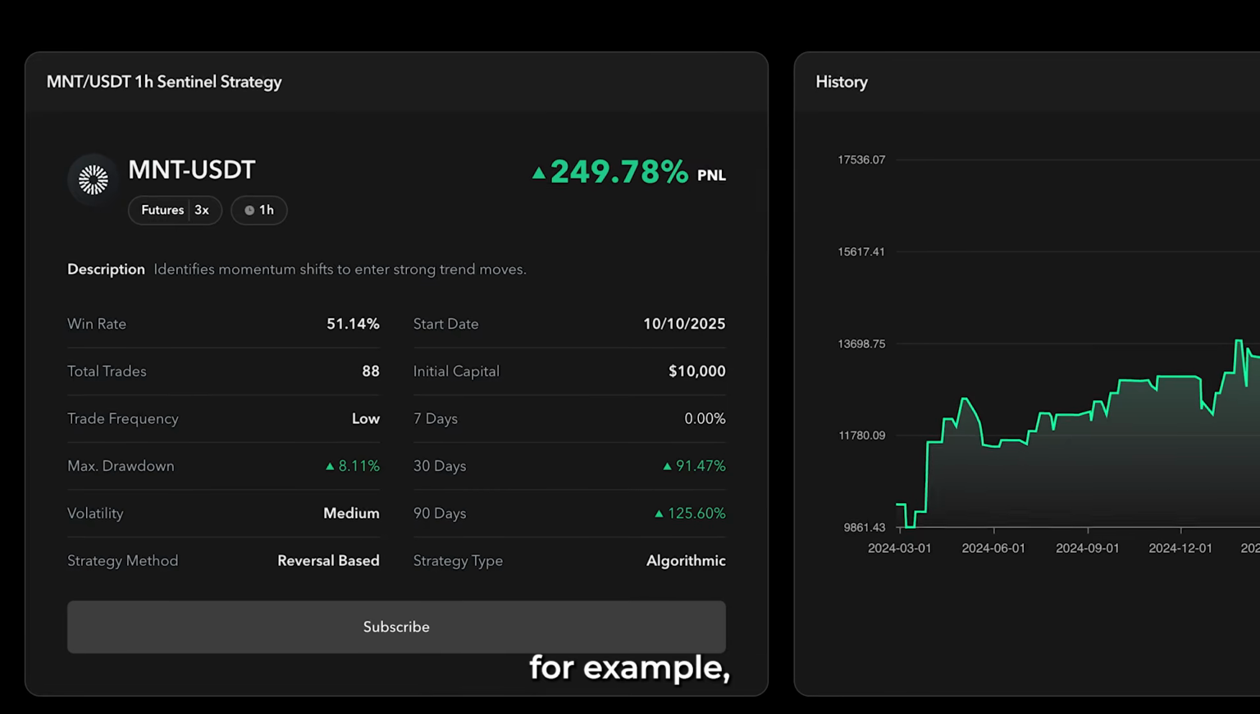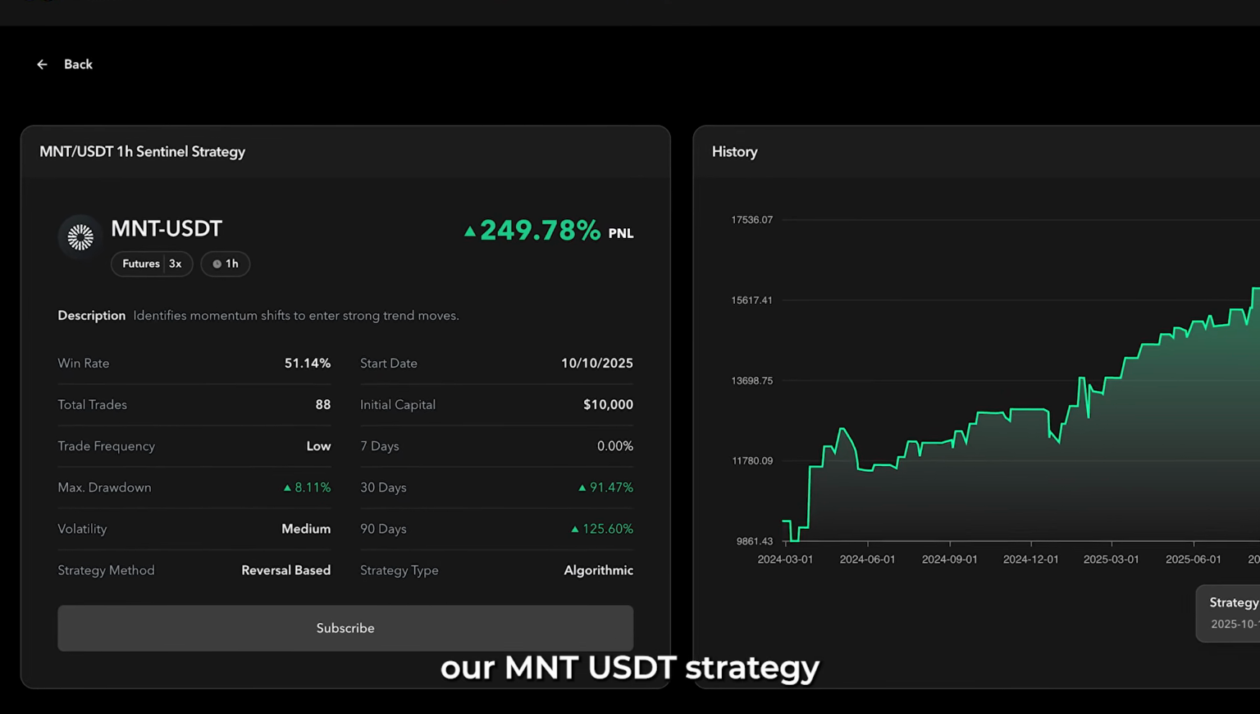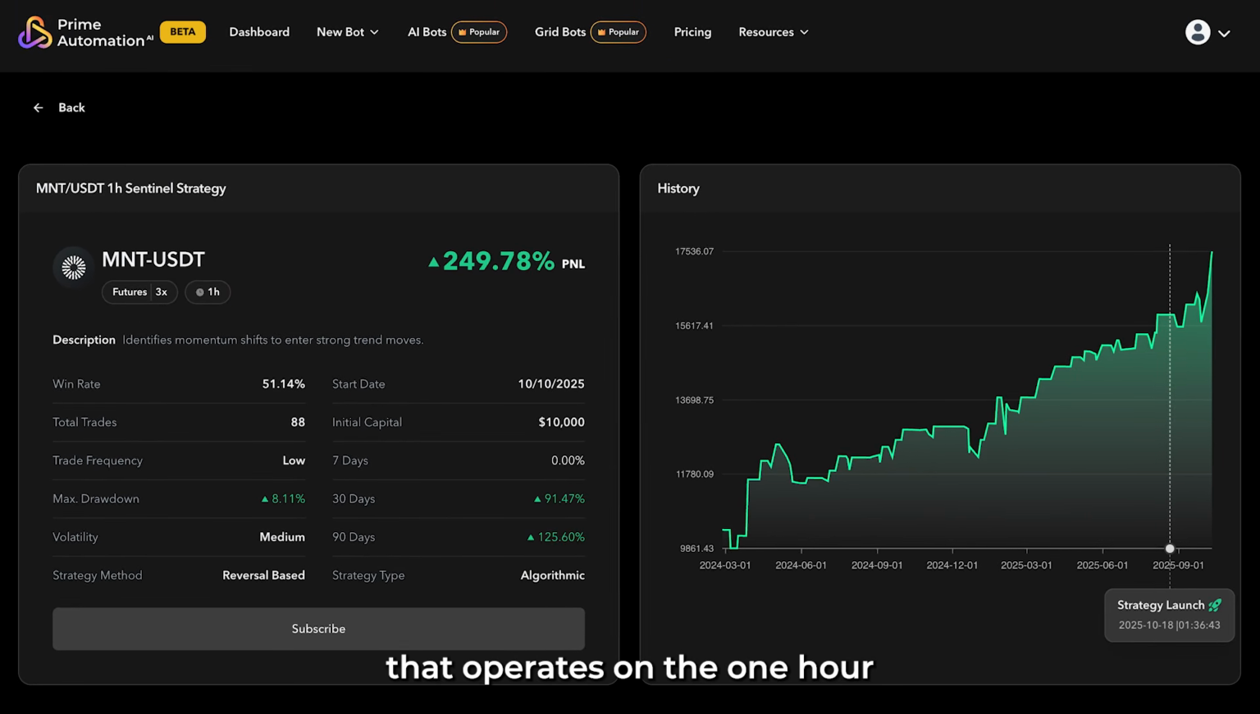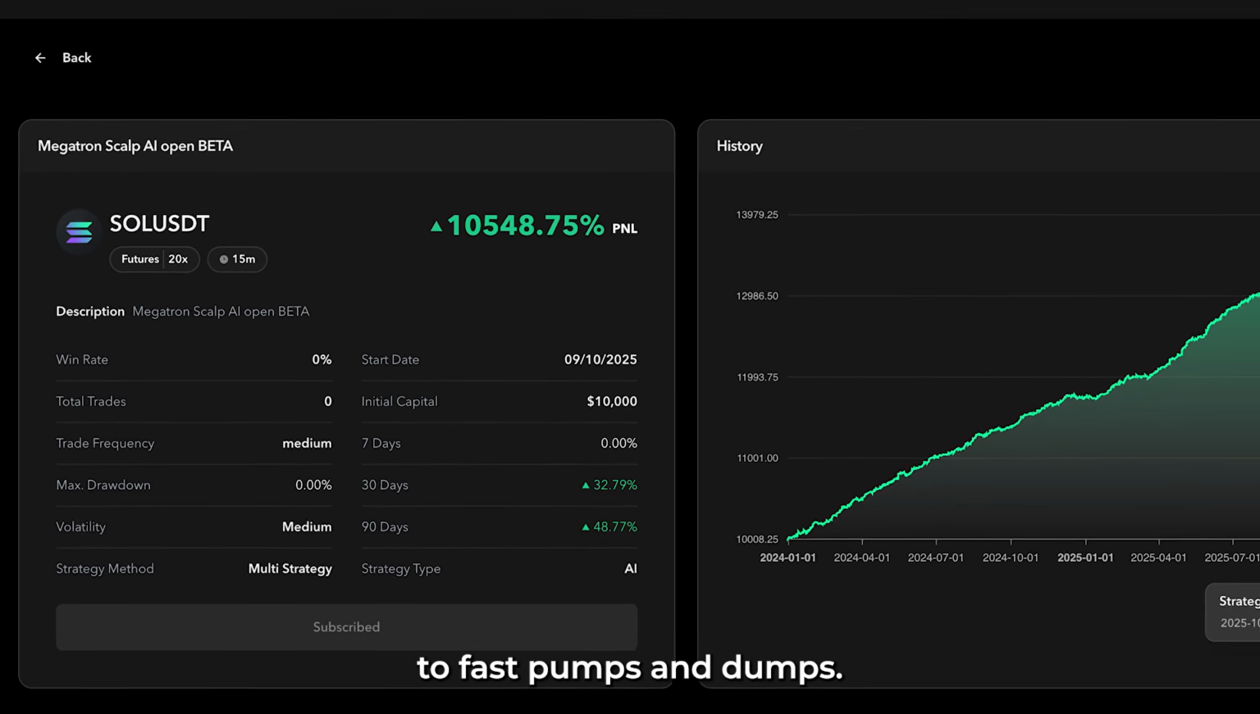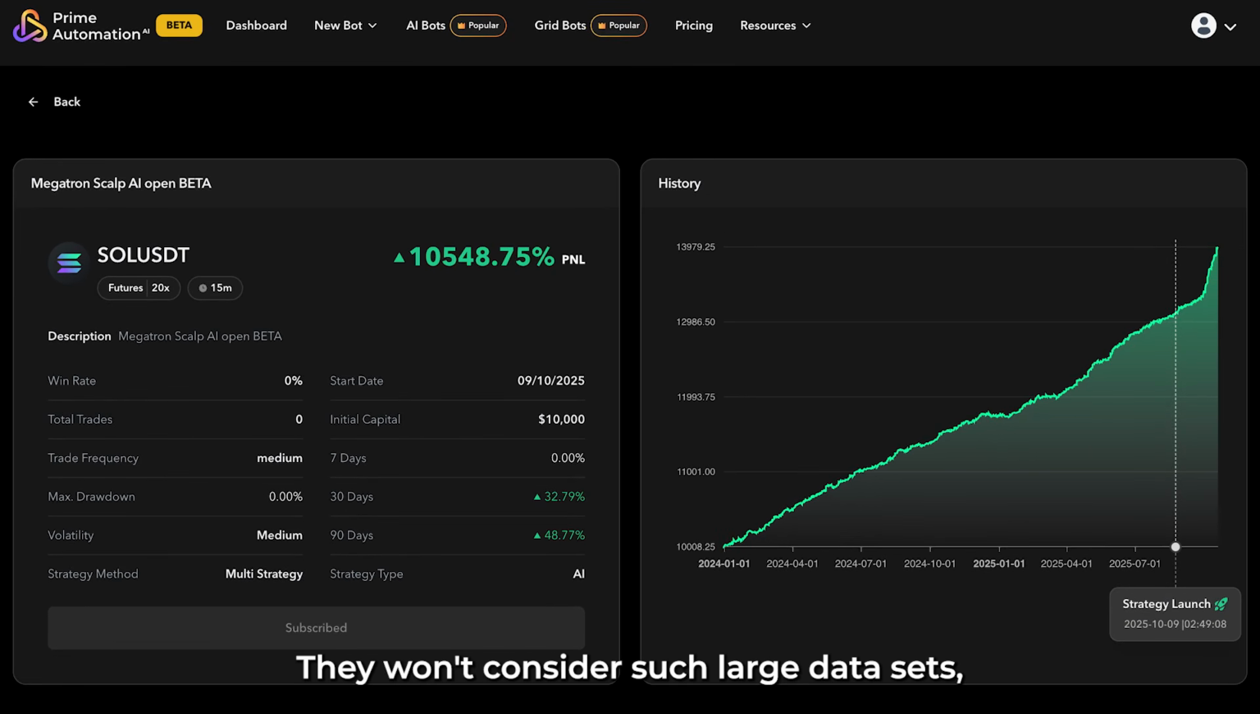See here, for example, our MNT USDT strategy that operates on the 1 hour, catching reversals on a macro scale. Shorter term strategies such as the 5-minute and 15-minute offer faster gains potentially and can adapt to fast pumps and dumps. They won't consider such large data sets but can have the advantage of balancing a portfolio.